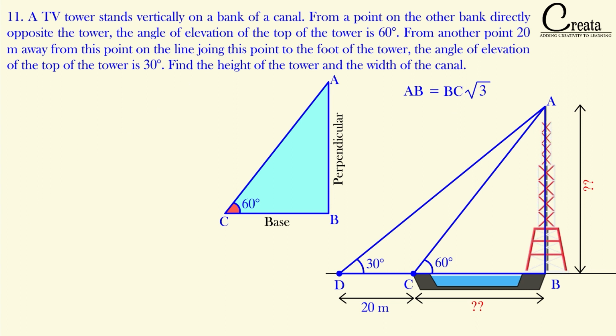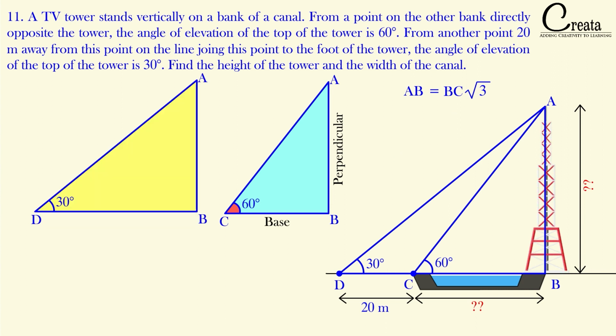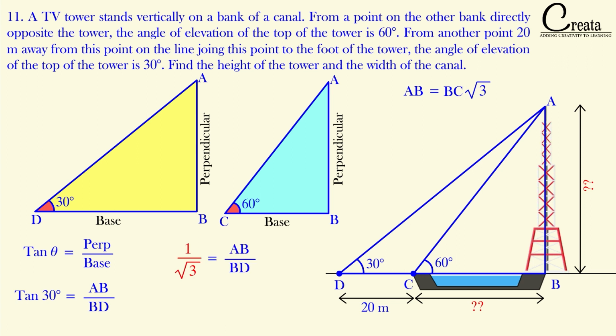Further, let's take the right angle triangle ADB. Here AB is the perpendicular and BD is the base of this triangle. Got it? AB is perpendicular as it is opposite to our trigonometric angle 30 degrees, and BD is the base for this triangle. Again, base and perpendicular are coming into the picture. So which trigonometric ratio will be applicable? Again, tan theta will be applicable, which is equal to perpendicular upon base. So tan 30 degrees will be equal to AB upon BD. And what is the value of tan 30 degrees? It is 1 upon root 3.